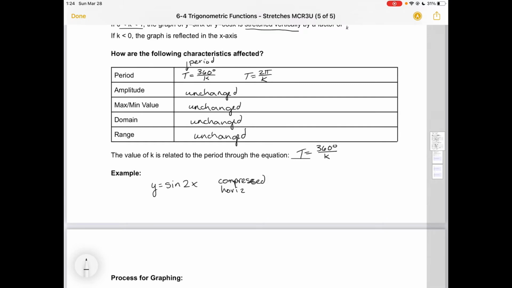So for example, if we have y equals sine 2x, this would be compressed horizontally by a half, and our period would be 360 divided by 2, which means that it takes 180 degrees to complete a full cycle. So our trig graph has been squished together or compressed horizontally.